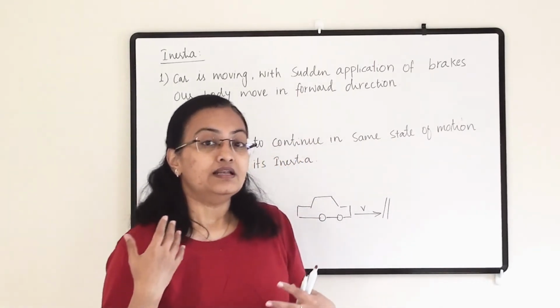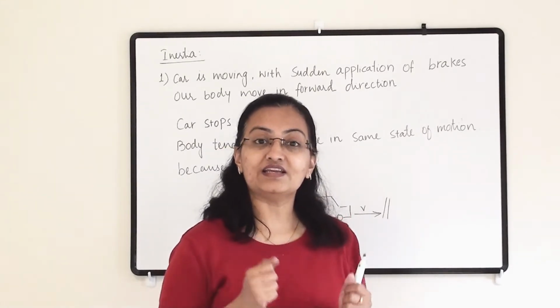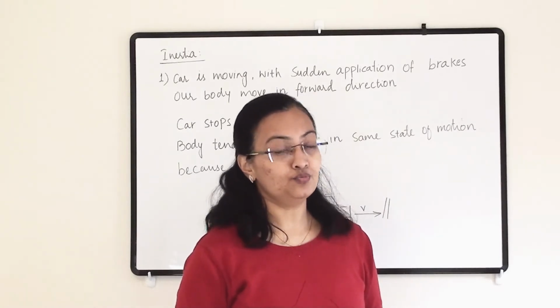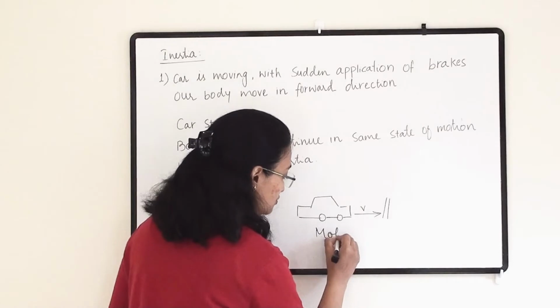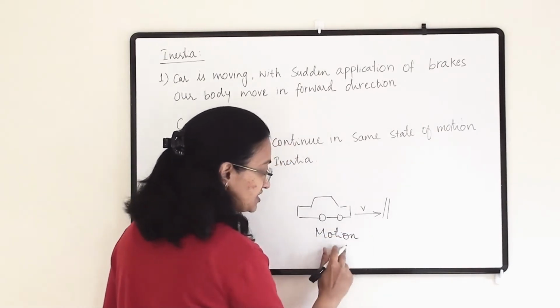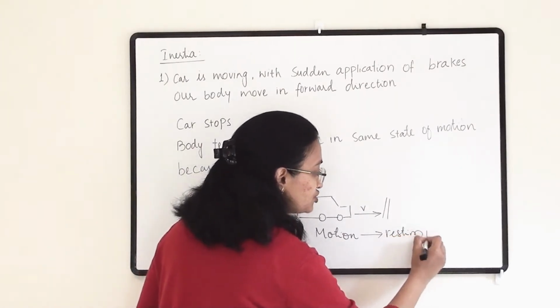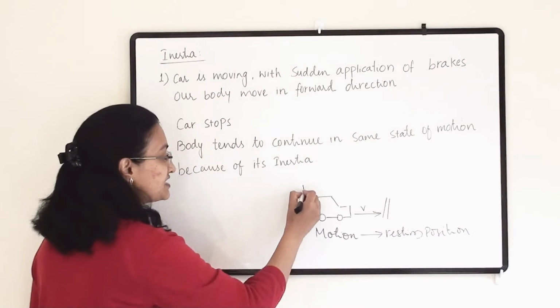Now let us think of the opposite example, that you are standing in a bus and suddenly the bus starts to move. The bus was at a resting position. This was the situation when it was in motion and suddenly it is coming to the resting position or it is slowing down. This is the first example.